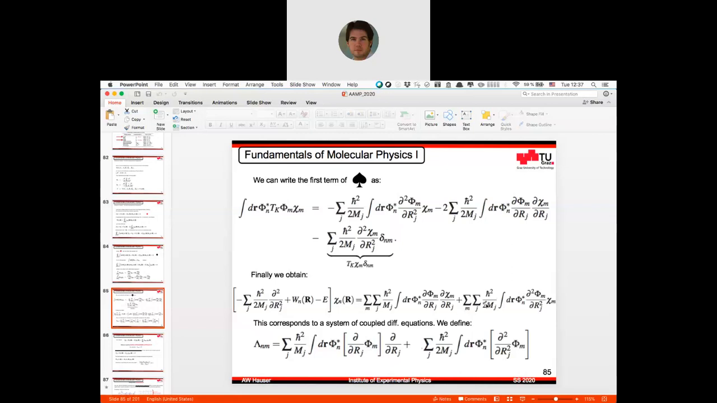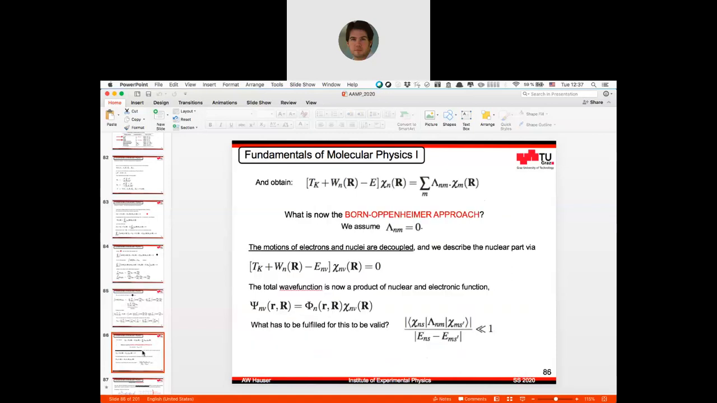And now we come to the Born-Oppenheimer approach. The Born-Oppenheimer approach is simply setting the whole right term 0. Okay, so what we do is we assume that all these mixed derivatives are 0. And if lambda nm is 0, we effectively decouple all of the electronic states in the solution for the nuclear wave functions. So what does this mean?